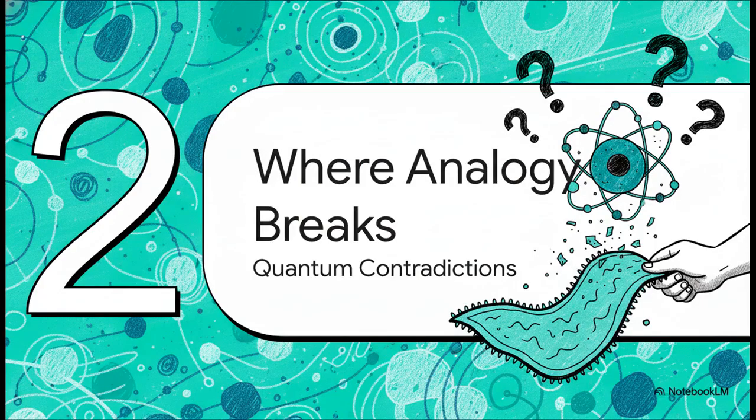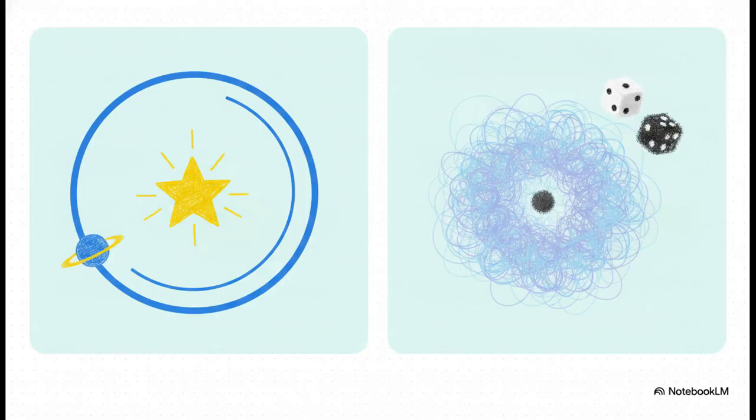Which brings us to Section 2, where the analogy breaks, quantum contradictions. Okay, first up, let's look at the movement. In a solar system, planets follow predictable, fixed orbits. Like, we know exactly where Jupiter is going to be next Tuesday. But in the atomic world, electrons are a bit more rebellious. They don't follow fixed paths at all. Instead, they exist in these clouds of probability, meaning they're kind of everywhere and nowhere all at once, at least until you actually look for them.